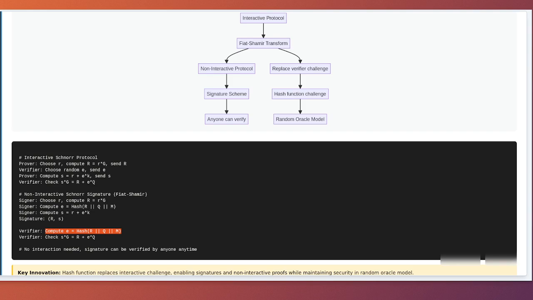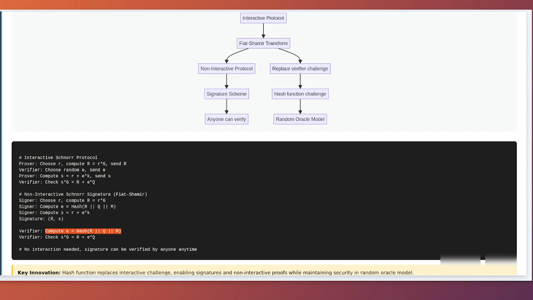However, we must be careful about the hash function choice. In practice, we use cryptographic hash functions like SHA-256, which are not truly random but are designed to be cryptographically secure. The random oracle model is a theoretical idealization, and there are subtle attacks that work against some implementations in the real world, though Schnorr signatures with proper hash functions remain secure.